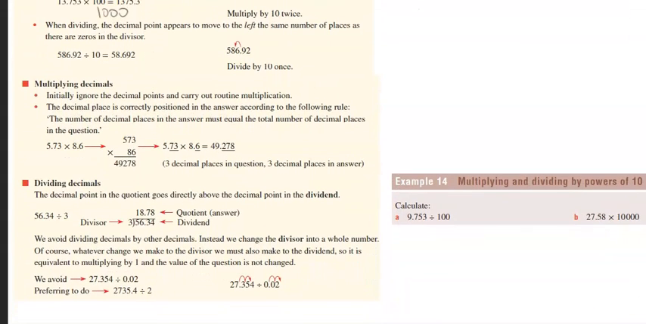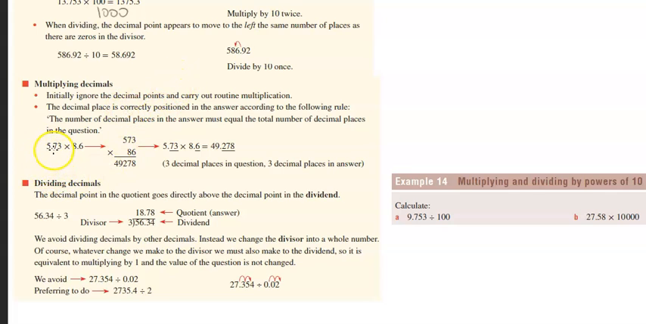Now multiplying and dividing decimals. When we're dividing by 10 or 100 or 1000 or multiplying by 10 or 100, it gets easy. But when you're multiplying decimals by decimals, there are 2 rules that you have to consider to make this easy. The first thing, let's have a look at this. 5.73 multiplied by 8.6. It's easy to grab our calculators and just put this in. But how are you actually going to do this if you were in a scenario where you don't have a calculator? So initially, you're going to ignore the decimal points and carry out a normal routine multiplication.